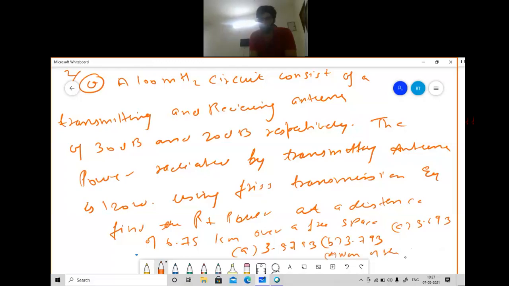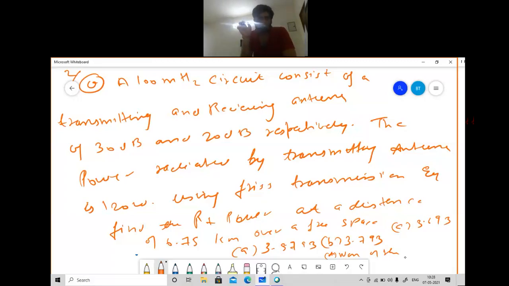I'll repeat the problem for you. It was a 2 marks problem, and this was last year's problem. If you have last year's GATE book or question paper, you can see this problem in it. A 100 megahertz circuit consists of a transmitting and receiving antenna of 30 dB and 20 dB respectively. The power radiated by the transmitting antenna is 120 watt. Using the Friis transmission equation, find the received power at a distance of 0.75 kilometer over free space. The options were 3.5793, 3.793, 3.693, or none of these.